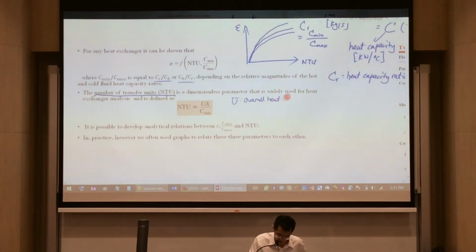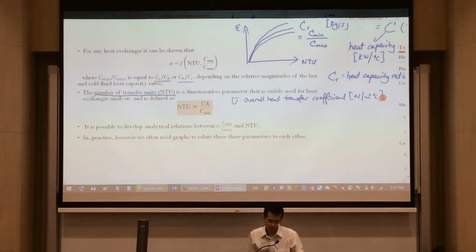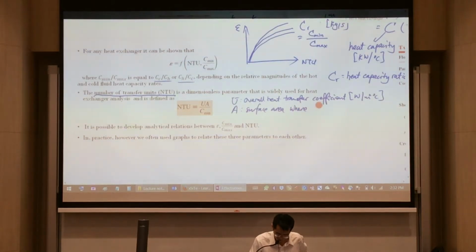And this U over here refers to your overall heat transfer coefficient. And it has the units of watts per meter squared Kelvin or degree Celsius. That's your overall heat transfer coefficient. And area over here just refers to your surface area where heat transfers perpendicularly.